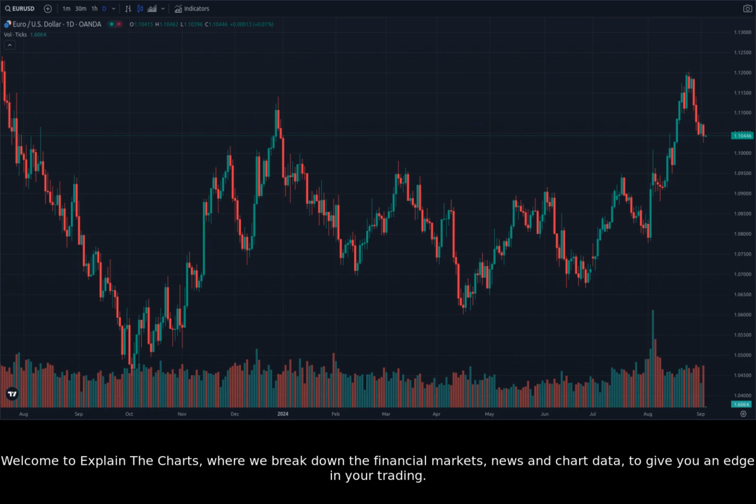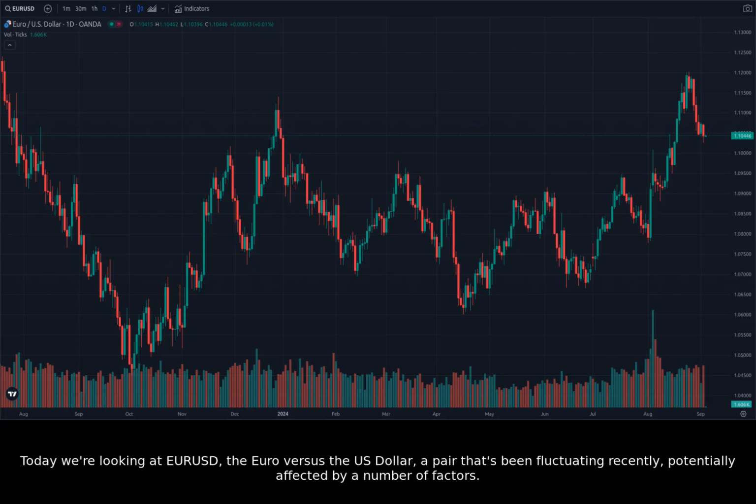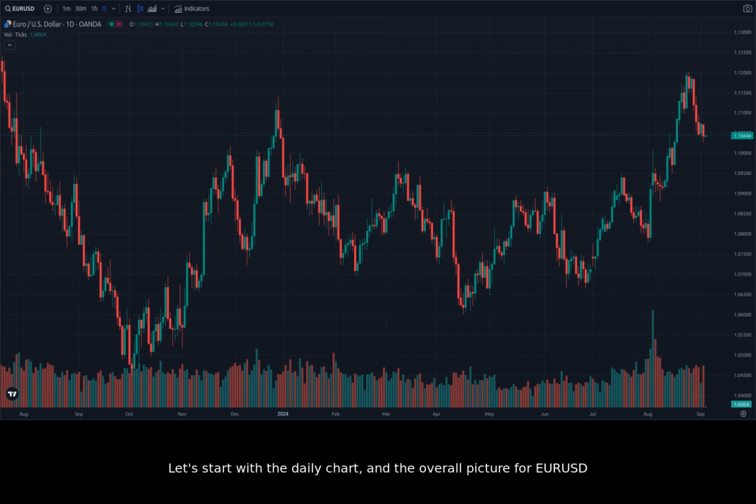Today we're looking at EURUSD, the euro versus the US dollar, a pair that's been fluctuating recently, potentially affected by a number of factors. Let's start with the daily chart and the overall picture for EURUSD.